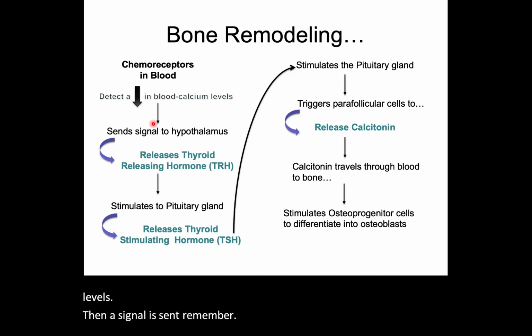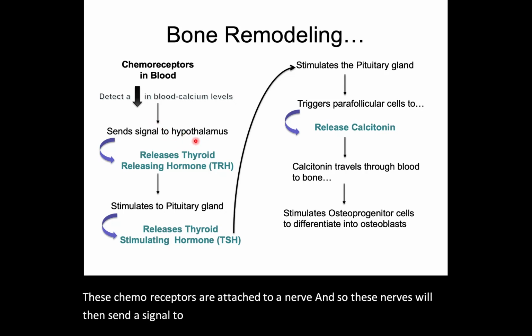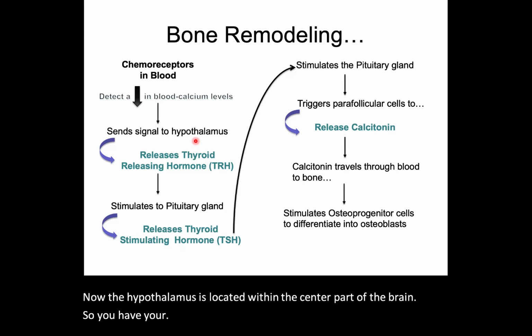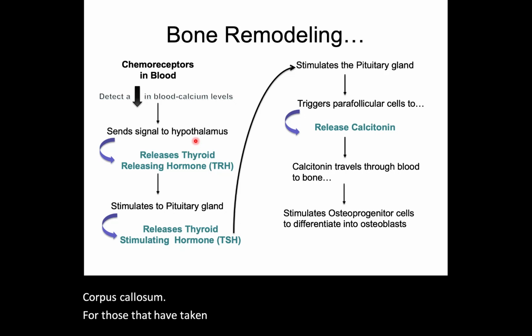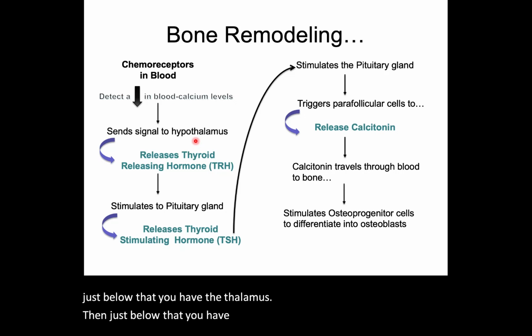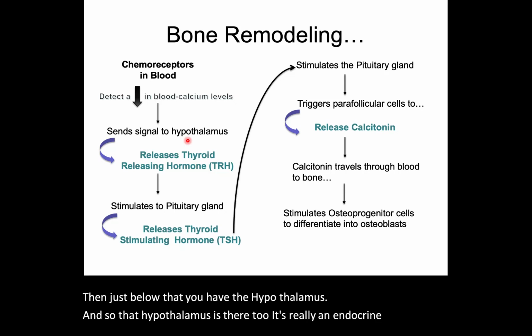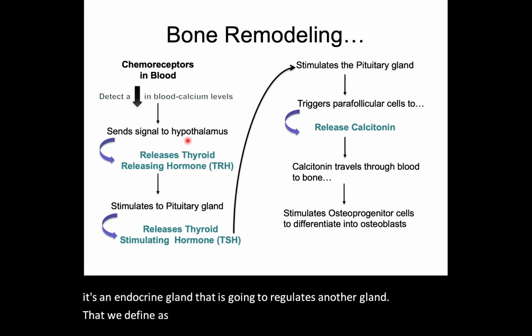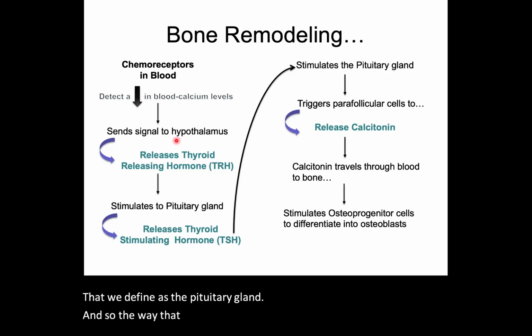Remember, these chemoreceptors are attached to a nerve, and so these nerves will then send a signal to the hypothalamus. Now, the hypothalamus is located within the center part of the brain. So you have your corpus callosum, for those that have taken psychology. That is right in the center of the brain. Just below that you have the thalamus, and just below that you have the hypothalamus. That hypothalamus is really an endocrine gland that is going to regulate another gland that we define as the pituitary gland. The way that the hypothalamus regulates the pituitary gland is through the release of hormones.